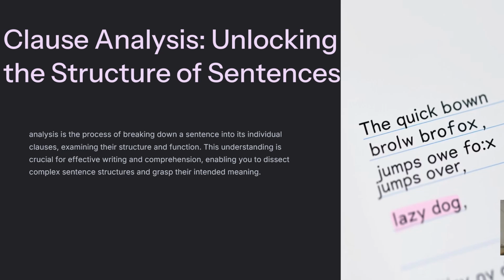Let's all start with the first subtopic, that is clause analysis, unlocking the structure of sentences. As I read this paragraph, I want every one of you to follow. Clause analysis is the process of breaking down a sentence into its individual clauses, examining their structure and function. This understanding is crucial for effective writing and comprehension, enabling you to dissect complex sentence structures and grasp their intended meaning. Here, what is this paragraph saying?